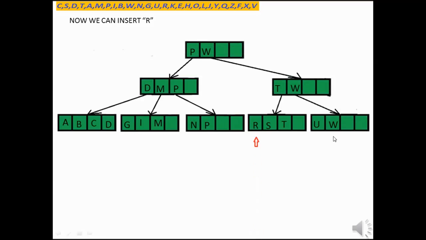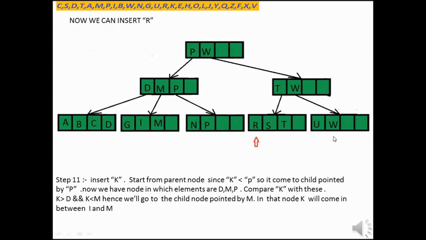Now come to step 11, insertion of K. The same algorithm will be followed. Go to the parent node and start comparing. There K is less than P, so it will go to the child pointed by P. Now in level 1 we have a node in which the elements are D, M and P. Compare K with these also. K is greater than D and less than M. Hence we will go to the child node pointed by M. In this node, K will come in between I and M because it is greater than I and less than M. So you see the slide.